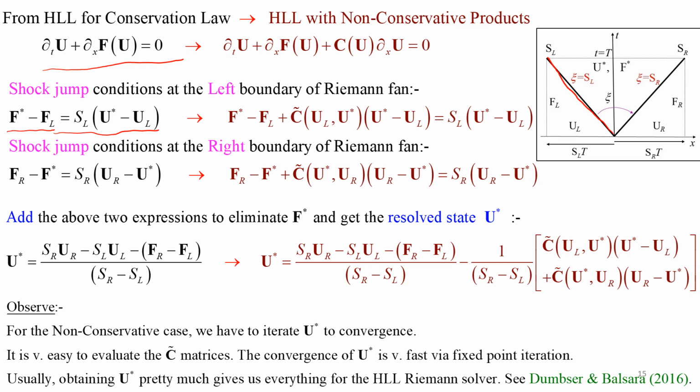At the right boundary of the Riemann fan, we have waves propagating with a speed SR, and so we can say that the jump in the fluxes is equal to SR times the jump in the states, and that gives us two equations, 1 and 2, in two unknowns, namely F star and U star. That's your elementary algebra type problem, and you can solve for U star as a function of the left and right states and the left and right fluxes. So easy peasy, that's your quickest derivation of an HLL type Riemann solver.